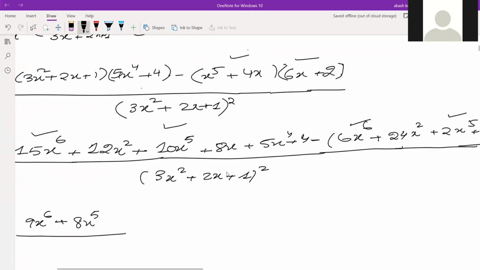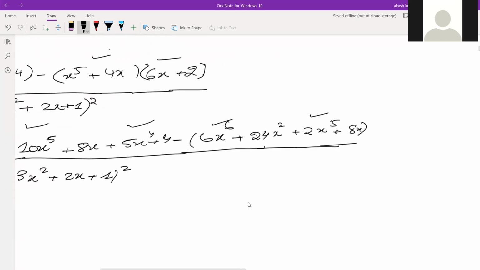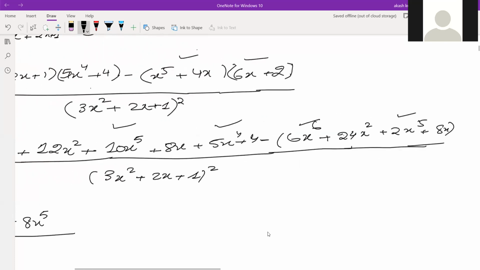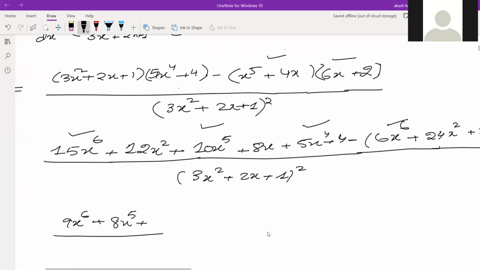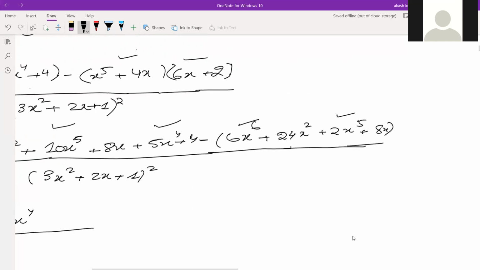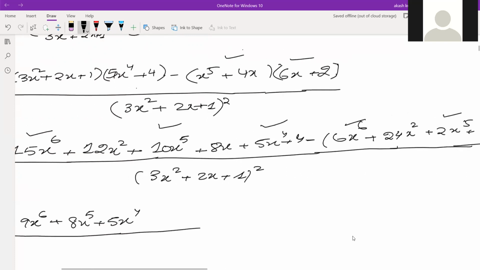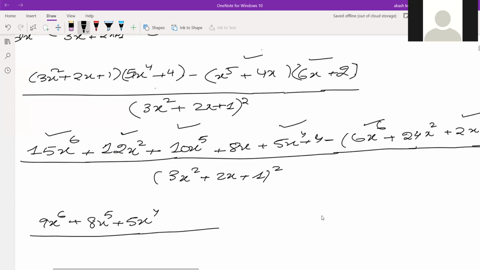And then the x^4 term, it is 5x^4. And there isn't any x^4 term in the other expression, so it will be plus 5x^4. And then move on to the x cube term. There isn't any x cube term, so let's skip it. Now let's move on to the x square term, which is 12x square here.